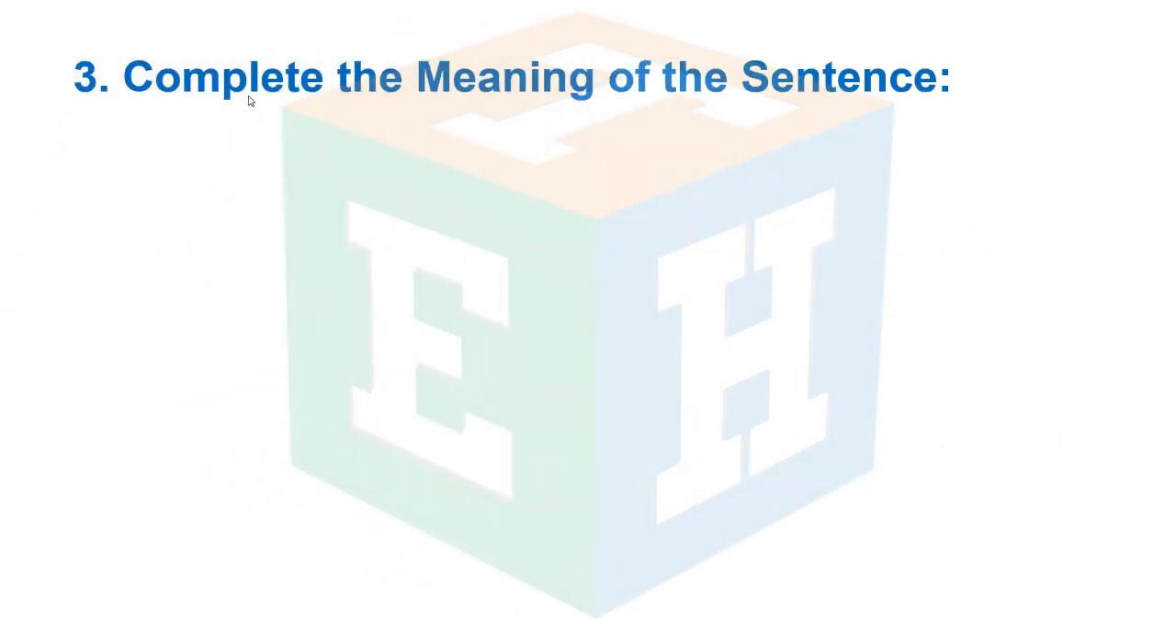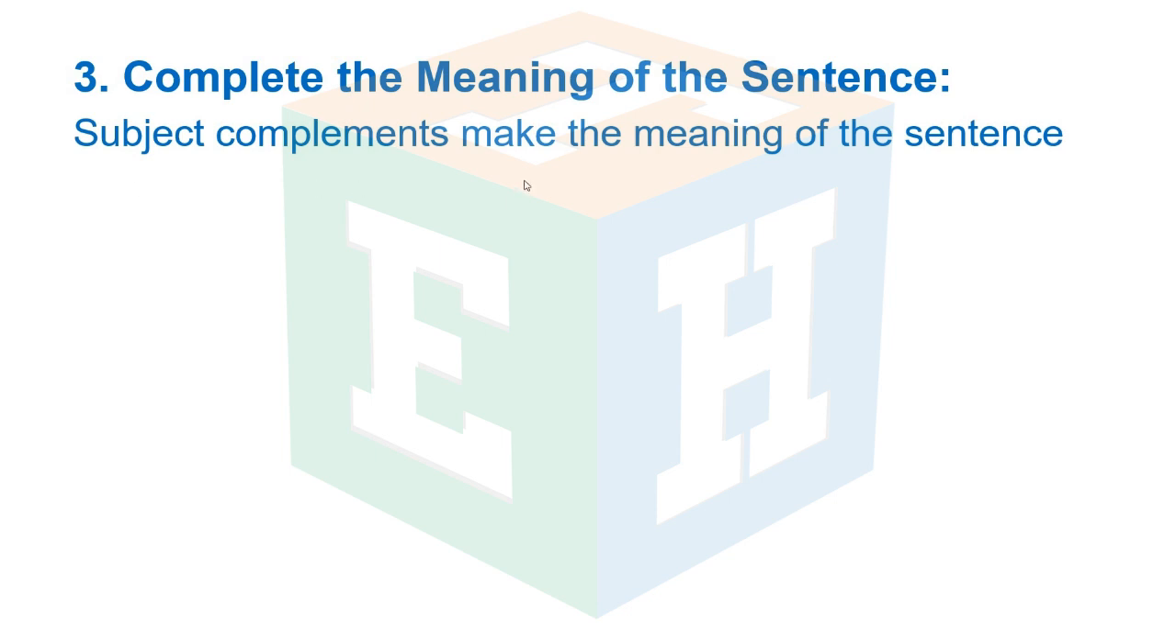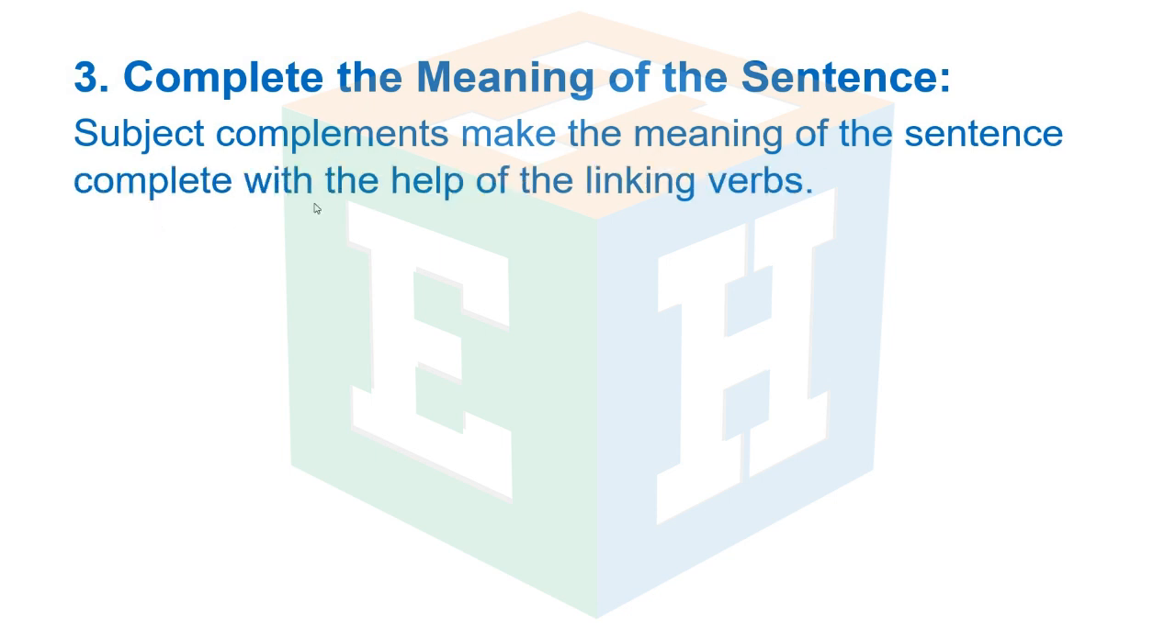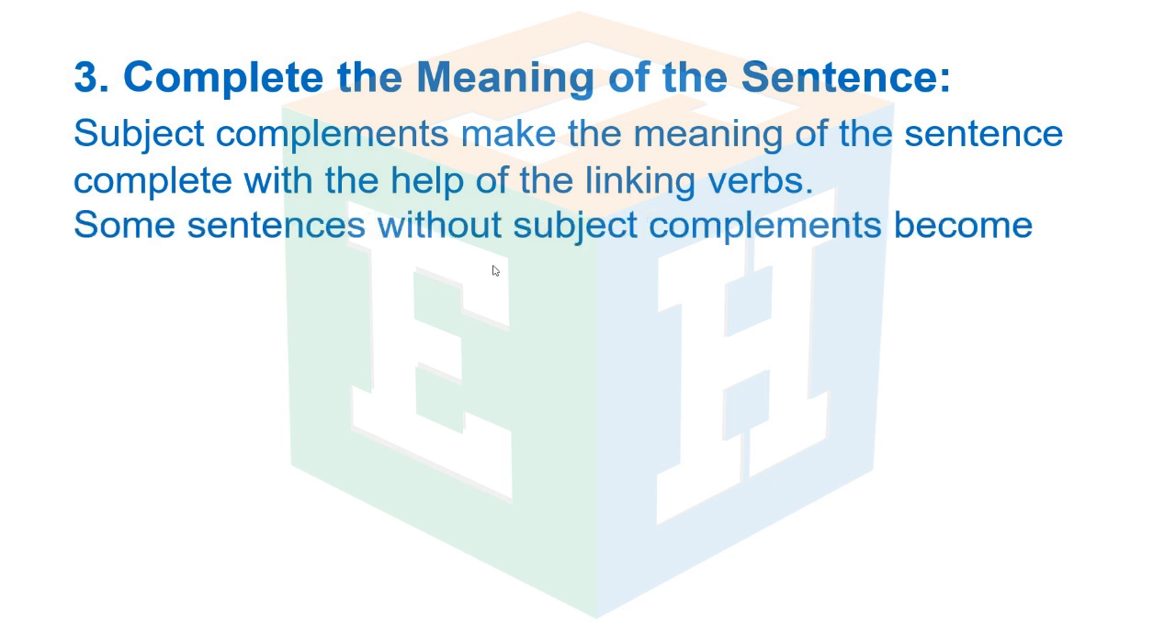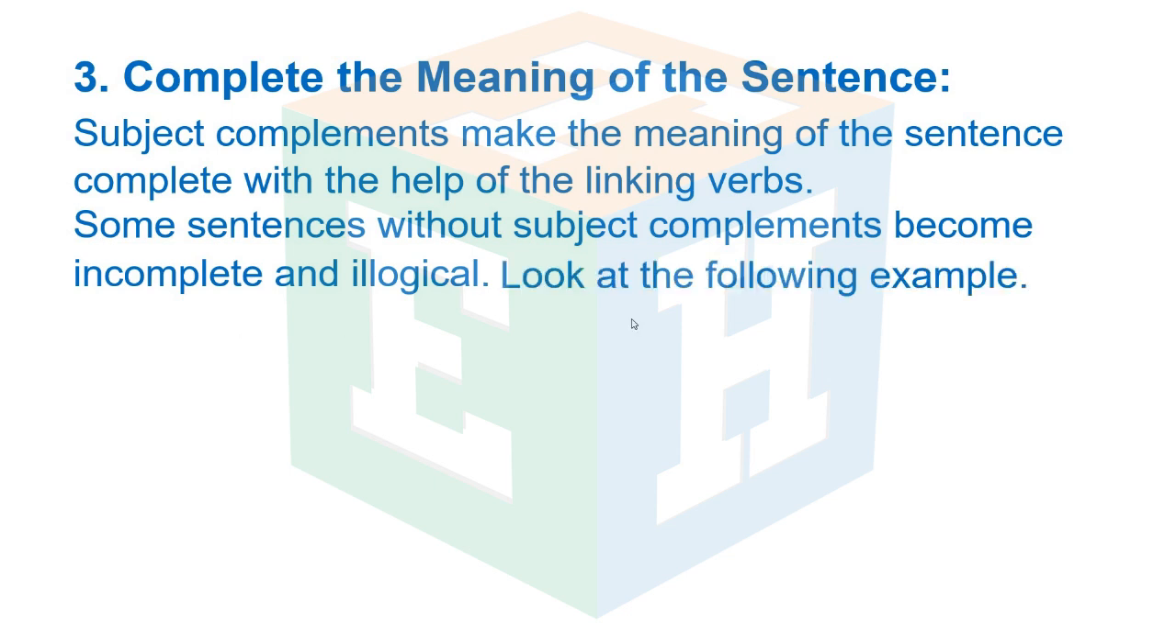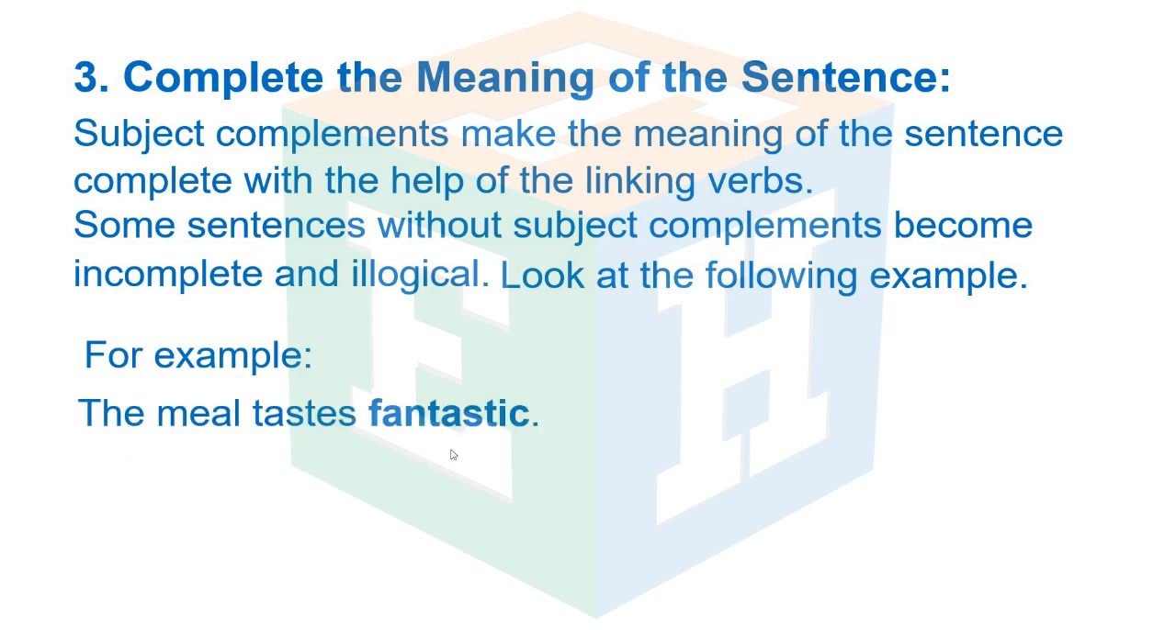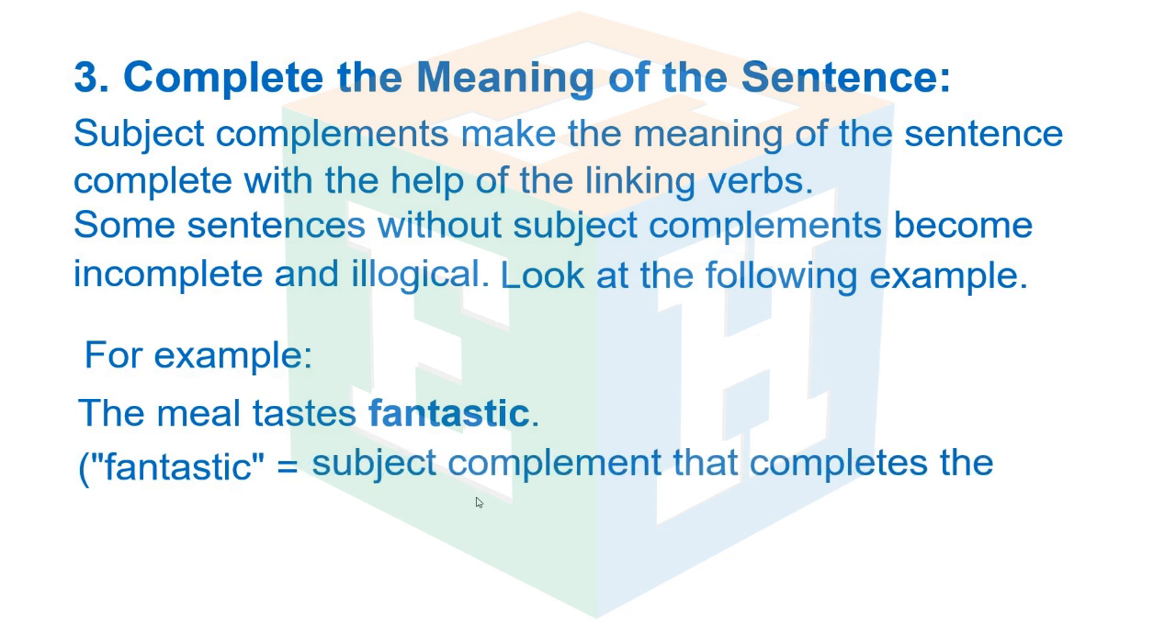Number 3, complete the meaning of the sentence. Subject complements make the meaning of the sentence complete with the help of the linking verbs. Some sentences without subject complements become incomplete and illogical. Look at the following example. For example, the meal tastes fantastic. Fantastic is a subject complement that completes the meaning of the sentence.